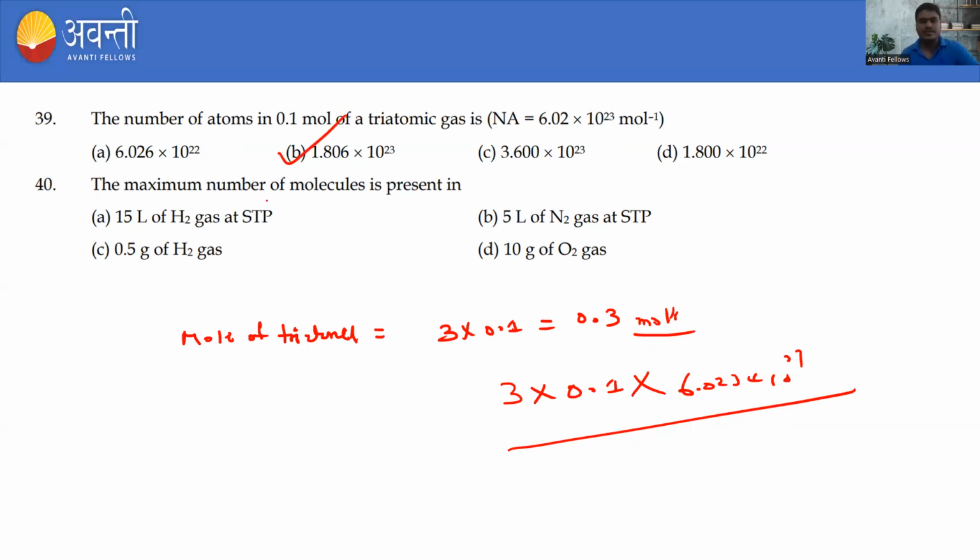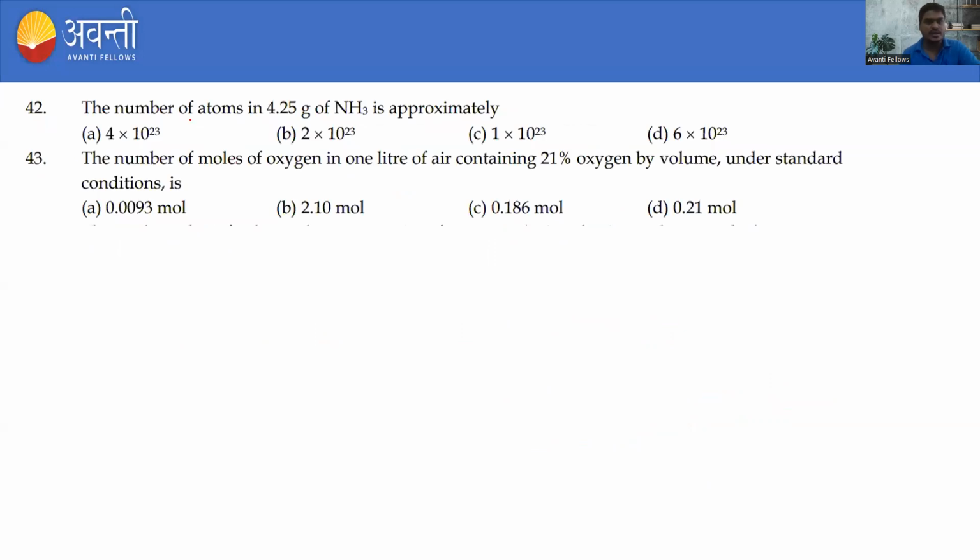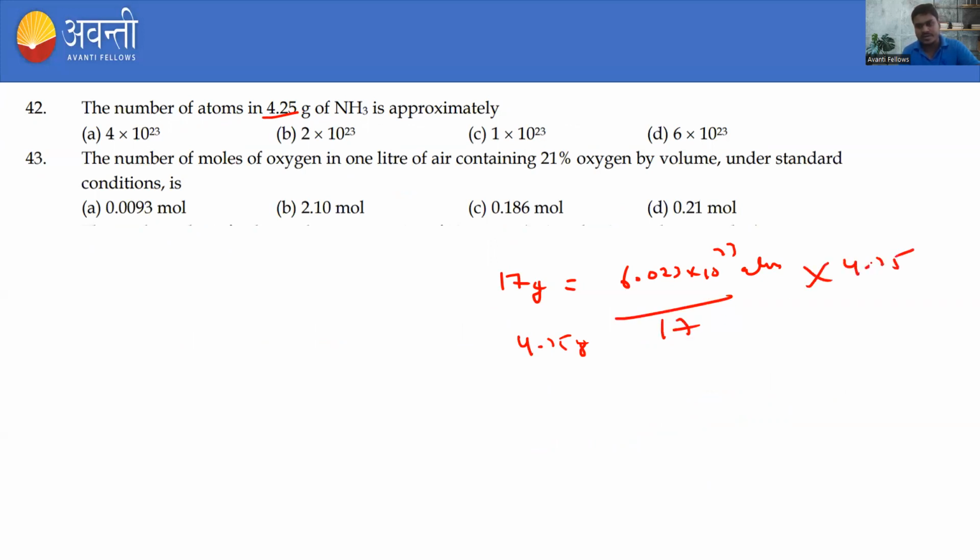The maximum number of molecules. This is also very much similar. We already discussed this type of question, so there is nothing new in this. So the number of atoms in 4.25 g of NH3. This is also very simple because we know that 1 mole of NH3 means 17 gram. So 17 gram contains 6.023 × 10^23 molecules. So 4.25 gram contains how much? So 4.25 divided by 17 gives 0.25, and multiplying, the answer comes out to be this.